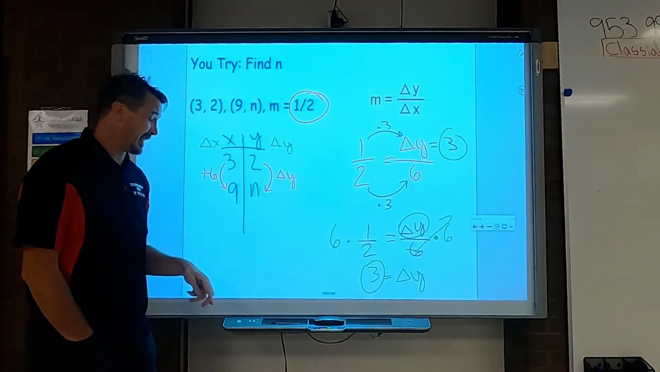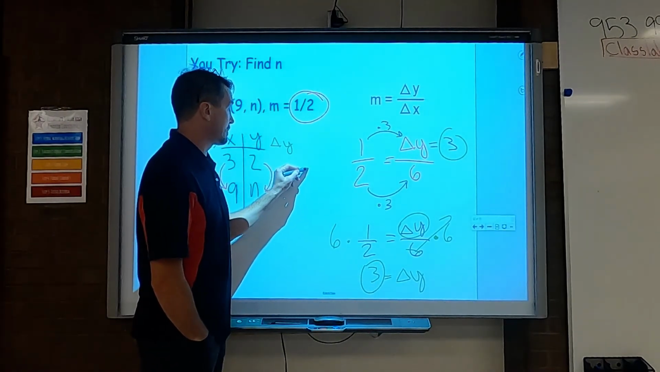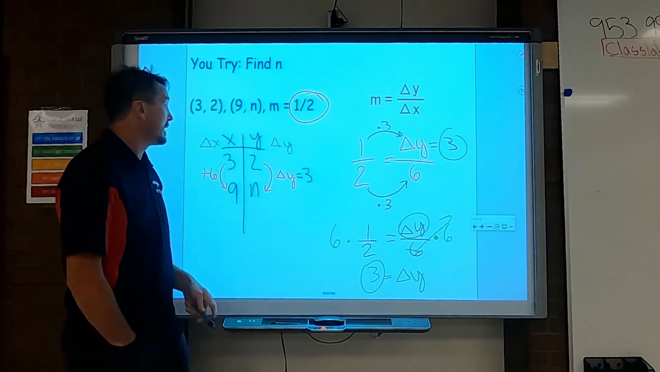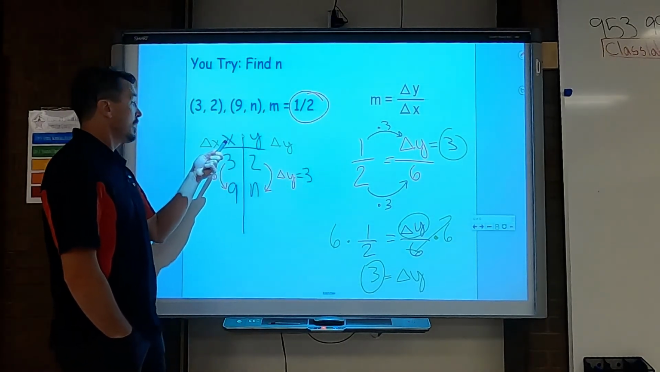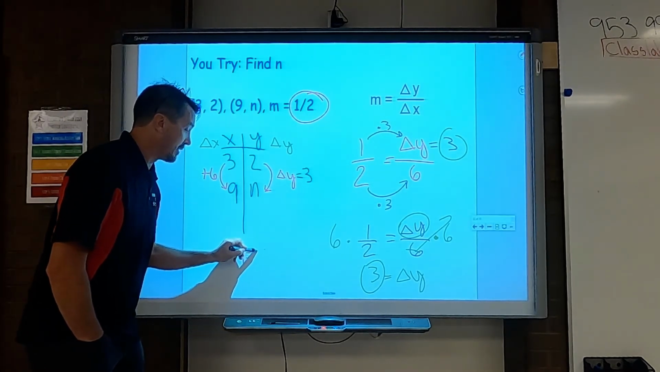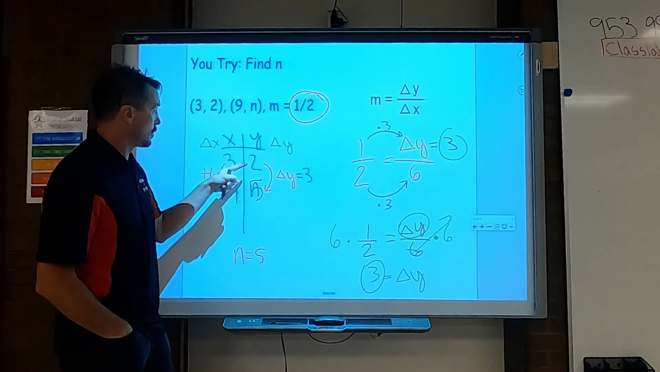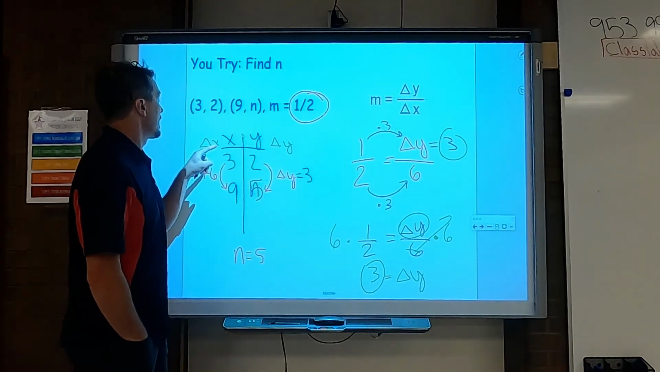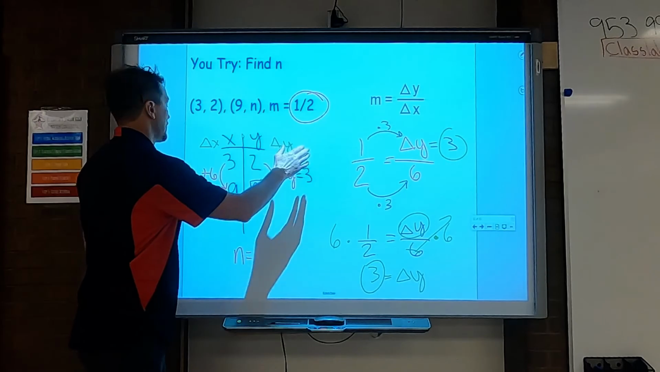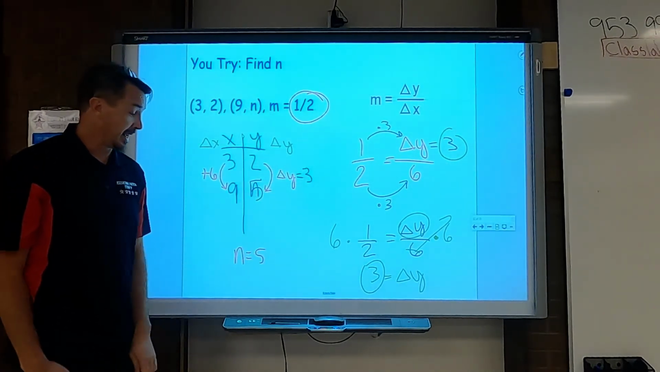But I'm still not done. Again, that's only half of it. I know what my change in y has to be, 3, but it does not give me my answer. To find that, I have to plug it back in and say 2 plus 3 means n has to equal 5. And then to verify that, I'll substitute 5 in and say 2 plus 3, that's 5. And 3 plus 6 is 9. And 3 over 6 reduces to 1/2. That's the correct answer, and you've got it.